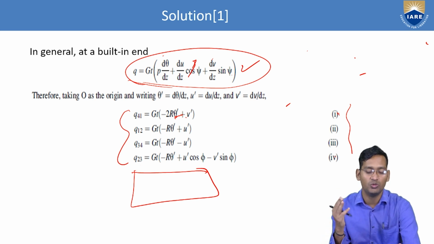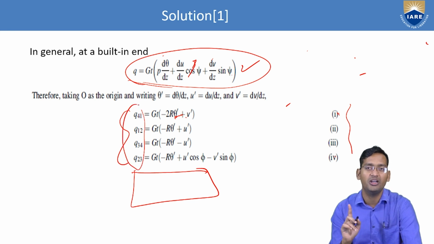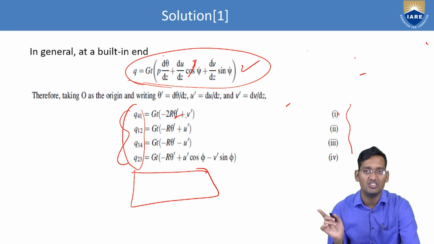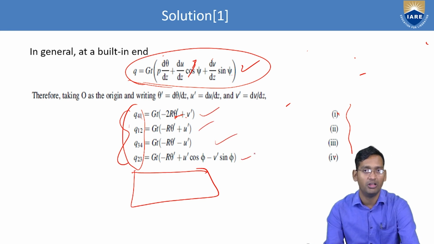In those 3 equations, they will be in terms of shear stress only. Why? Because moment is force into perpendicular distance. So force will be shear stress into area, so shear stress terms will be there. So first you have to replace the Q41, Q12 and so on with these values, wherever you have them.